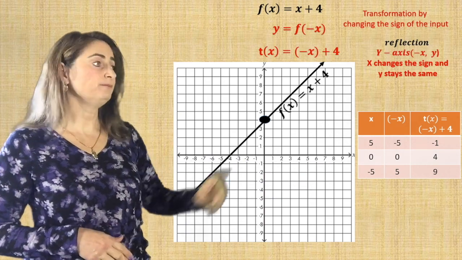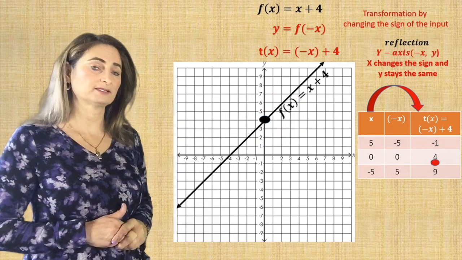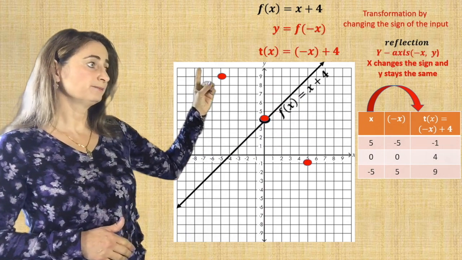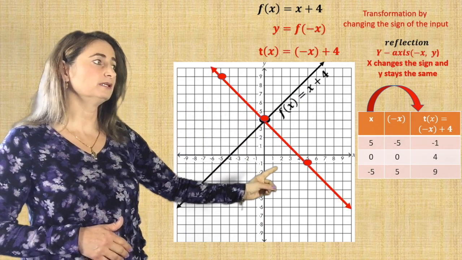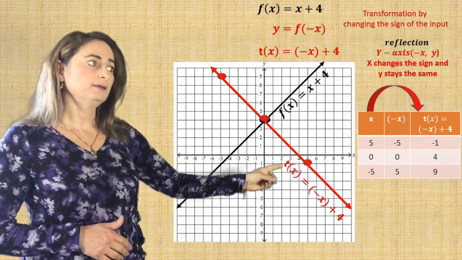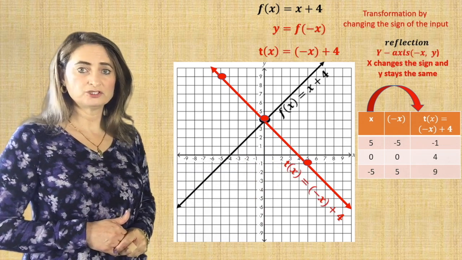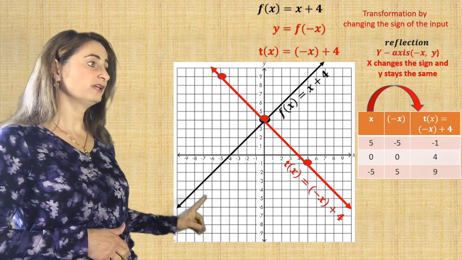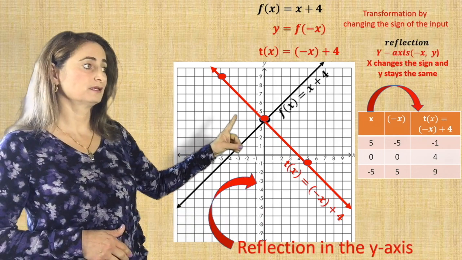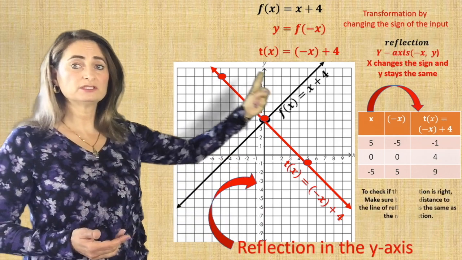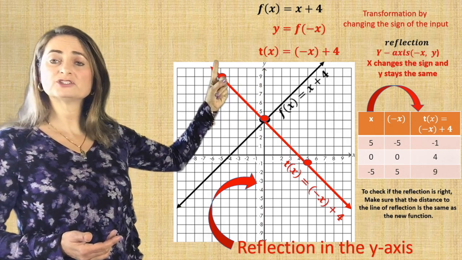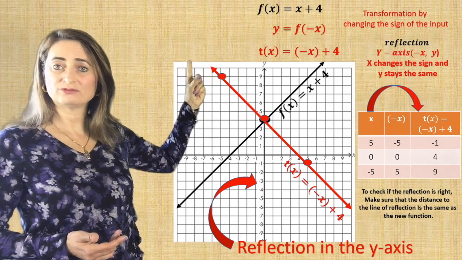Now let's graph it by using the x and the t of x. So the t of x, once you graph it, here's the line, the red line, name it t of x. So that's the transformation. Watch how this is a reflection in the y-axis. To check, make sure the distance to the line of reflection is the same as the new function.